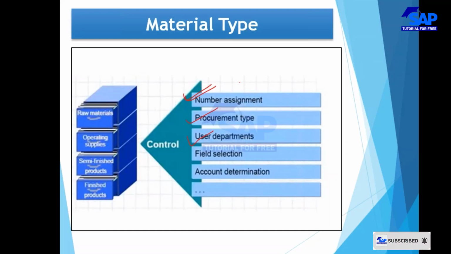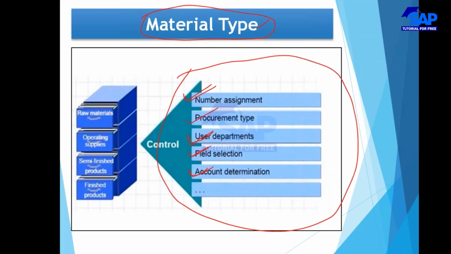Suppose you are creating a raw material. For raw material, sales is not required, because you are not going to sell that particular material. So sales views are not required. When you choose the material type, sales views will not appear on the material master. So which user departments have to maintain the data is determined by the material type. Now field selection: in the material master, which field has to be entered, which field is mandatory, which field is optional, is also determined by the material type. For finance people, account determination: which account you have to maintain is also determined by the material type. So basically the material type will control all these features.